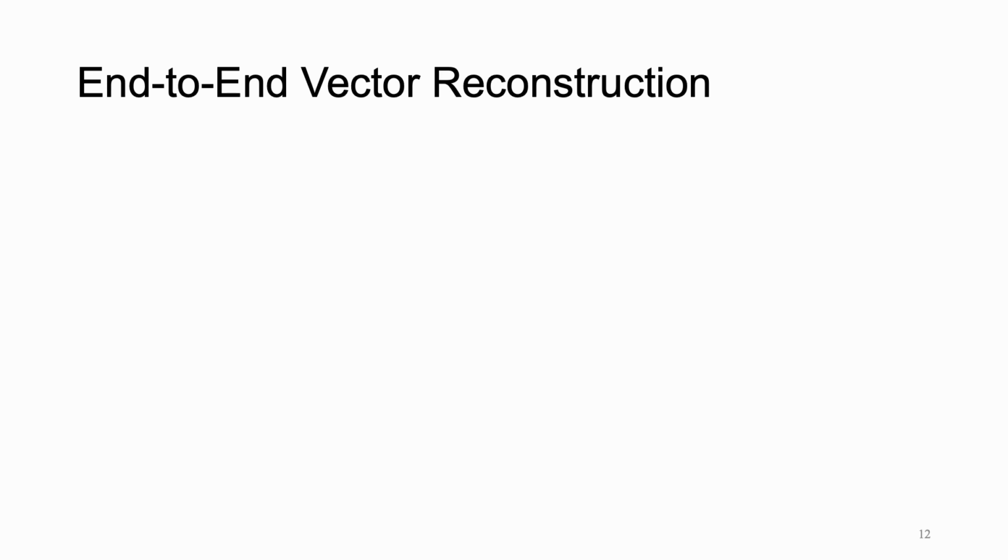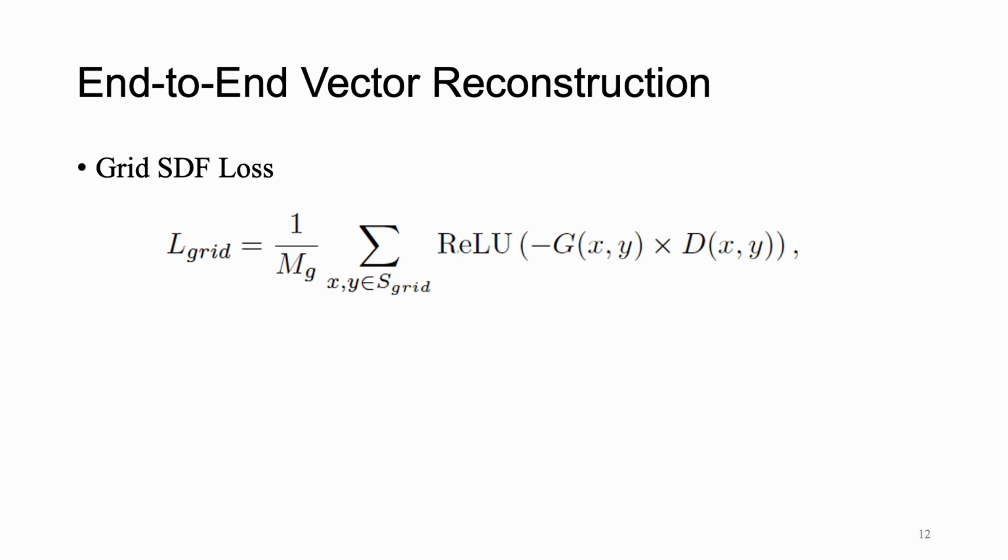We only calculate the SDF loss when they have different signs, which means the predicted curves and the ground truth curve are on the opposite side of a sampling point. The grid SDF loss is defined like this, and the contour SDF loss is similar.